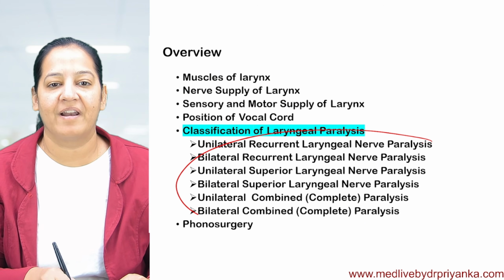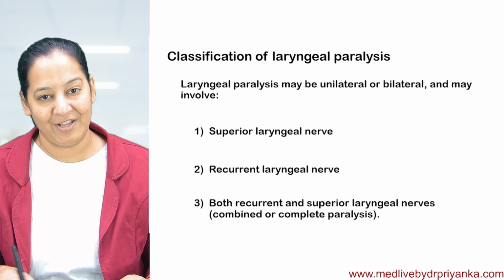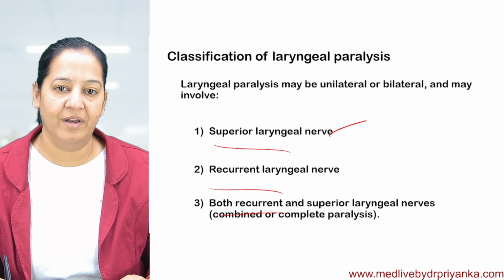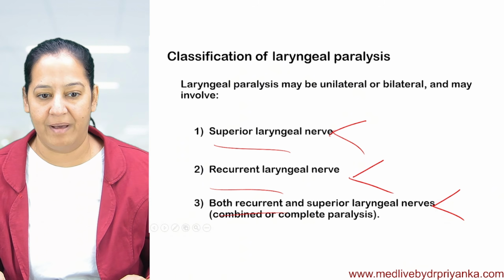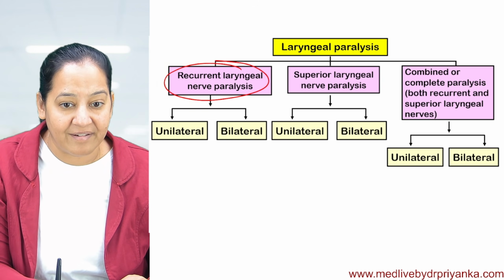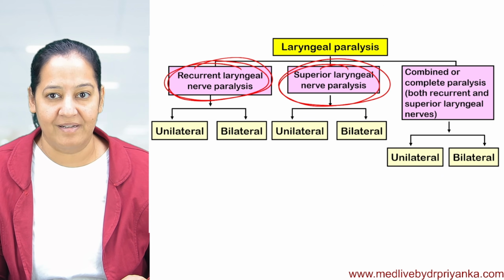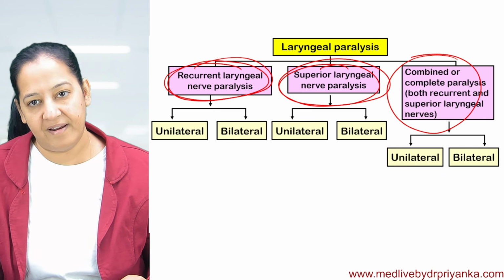How many types of laryngeal paralysis are there? There are 6 types. Actually, there are 3 types, and each of them is of 2 types: unilateral and bilateral. So you know the 2 nerves. If there is paralysis of RLN, RLN paralysis. If there is paralysis of SLN, SLN paralysis. And if there is paralysis of both, RLN and SLN.